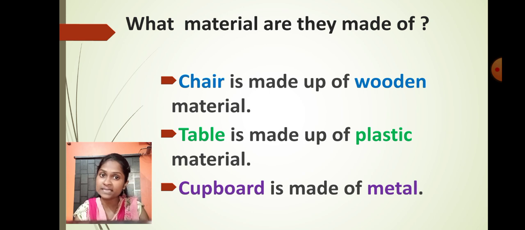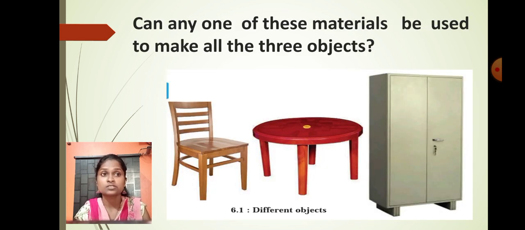So from the substances, we make the objects. Objects have a definite shape and a definite structure. From the substances, we make a variety of objects. Understood? Now students, can you tell me whether any one of these materials can be used to make all three objects?